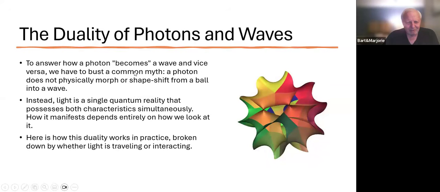So to answer the question of how photons can be both particles, photons, and waves, we have to bust a common myth. A photon does not physically morph or shapeshift from a ball into a wave. Instead, light is a single quantum reality that possesses both characteristics simultaneously. How it manifests depends entirely on how we look at it. So this is how this duality works in practice, broken down by whether light is traveling or interacting.